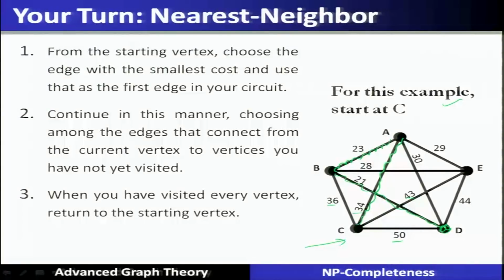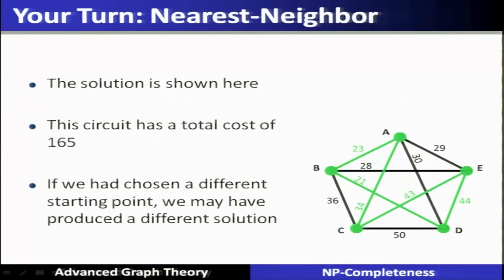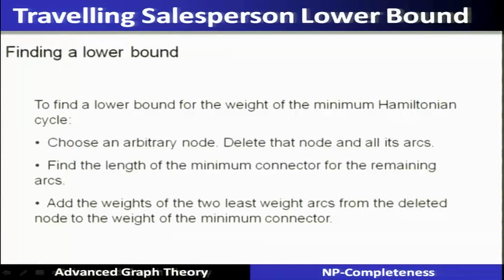From D we have a possibility to go to E, so we will go to E, and from E we have to come back to C. Now we have to see how to come back to C. There is an edge of 43, so we will come back to C here in this particular case. So the solution is shown over here, and the total cost comes out to be 165 for this circuit which we have identified through the traveling salesman problem.